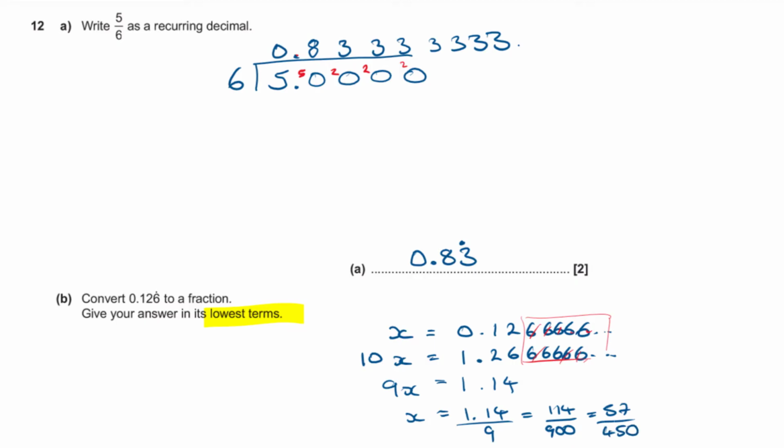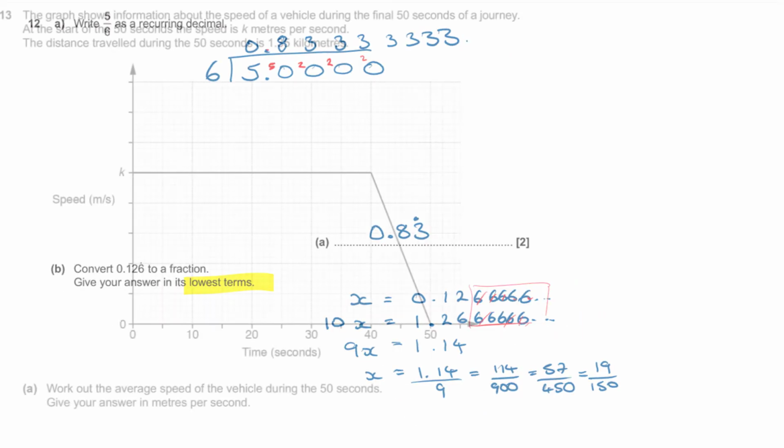Any more common factors? Both of those: 5 plus 7 is 12, which is in the 3 times table, and 4 plus 5 is 9, which is in the 3 times table. So they're both divisible by 3. 3 into 57 is 19, 3 into 450 is 150. Okay, is that it? 19 is prime, isn't it? So I think that's about as far as I'm going to get. Yeah, 19 over 150.